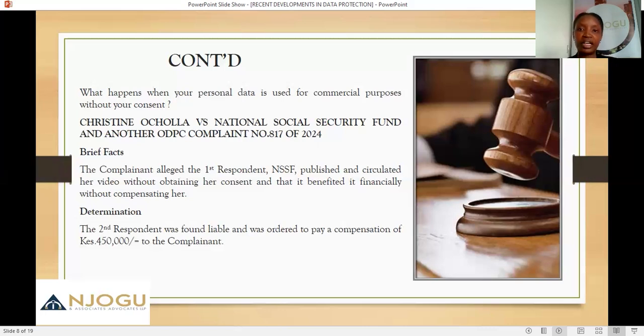So she lodged a complaint to the ODPC, and the ODPC were able to look at the complaint. How did they rule about it? They looked at it and said, there are various principles of data protection, which we looked at under section 25. And one of the principles that you have violated for Christine is transparency. You are not transparent with her. You used her video, however, you did not tell her that you will be using it.